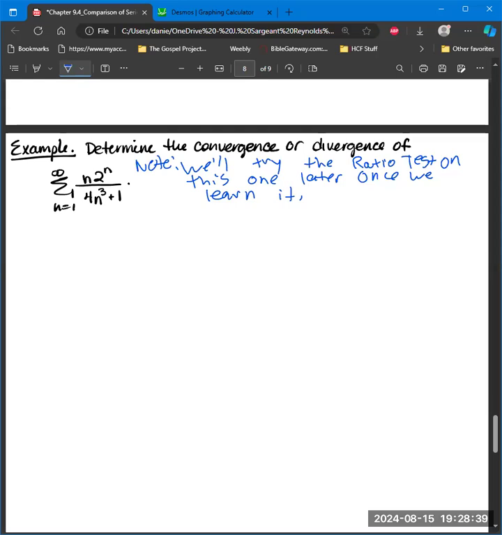So let's choose a BN here. We know AN is going to be n 2 to the n over 4n cubed plus 1. Let's choose a BN that's n 2 to the n over, that 4 is not important, over n cubed, like that. So this is going to be 2 to the n over n squared.